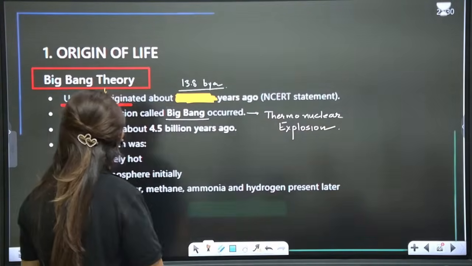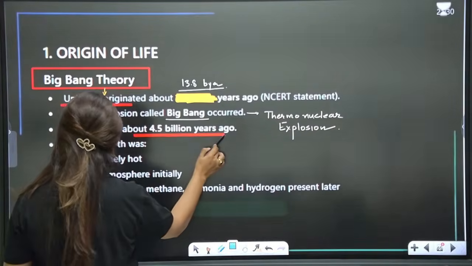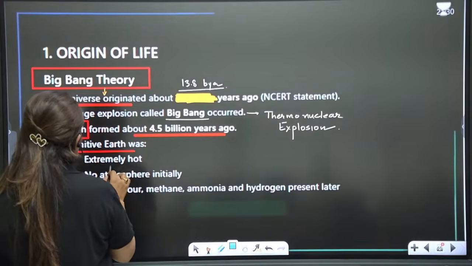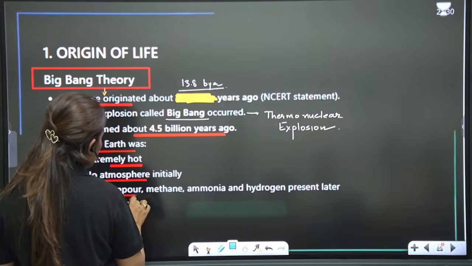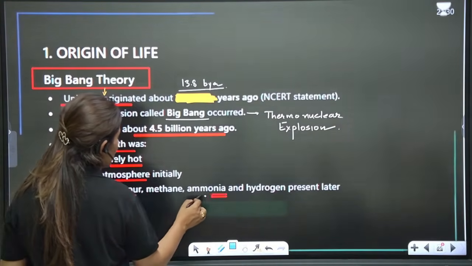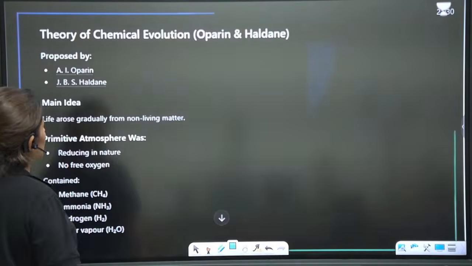Is that clear? So Earth was formed 4.5 billion years ago, and the primitive Earth was very hot, with no atmosphere. There were water vapors in the form of steam, methane, ammonia, and hydrogen present. Is it clear? So these are the points to be remembered.